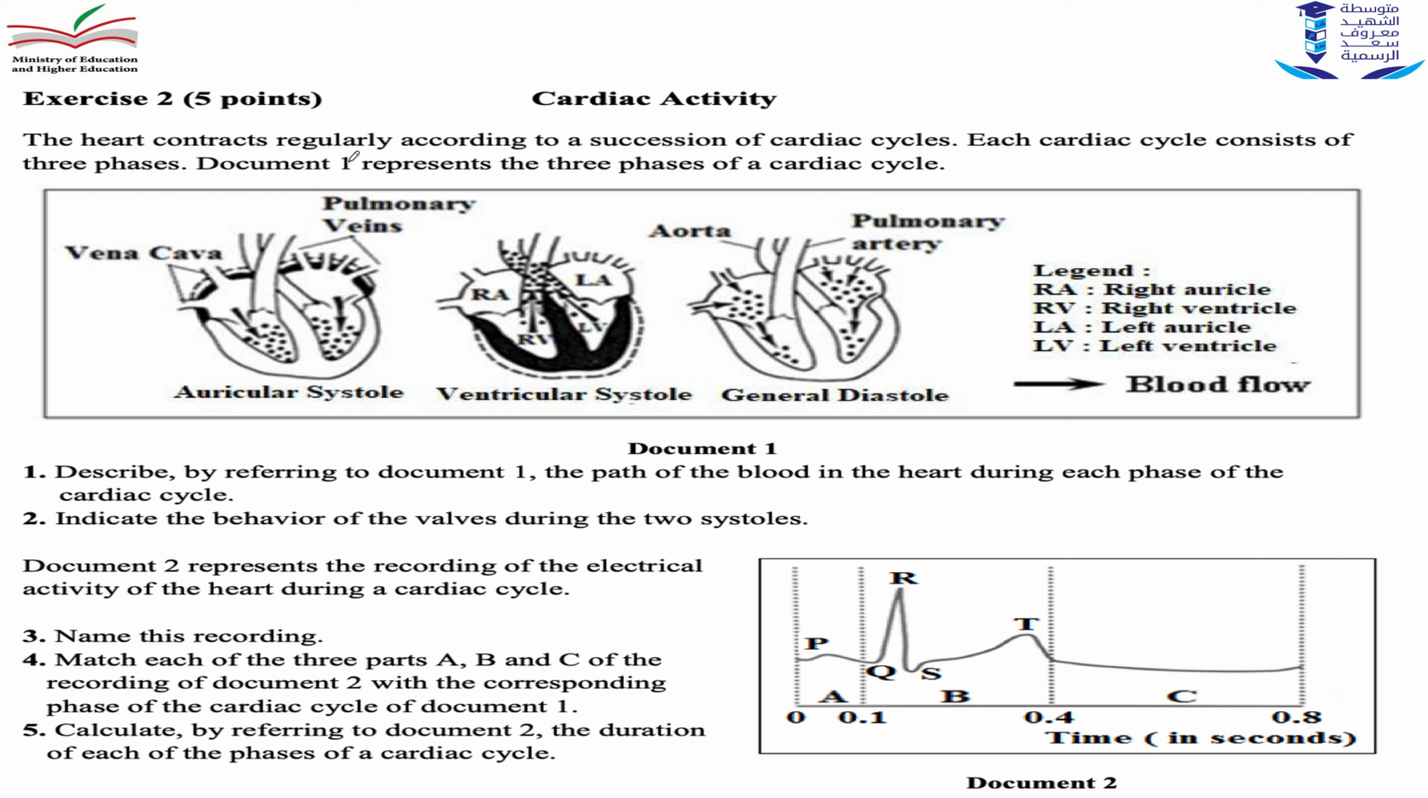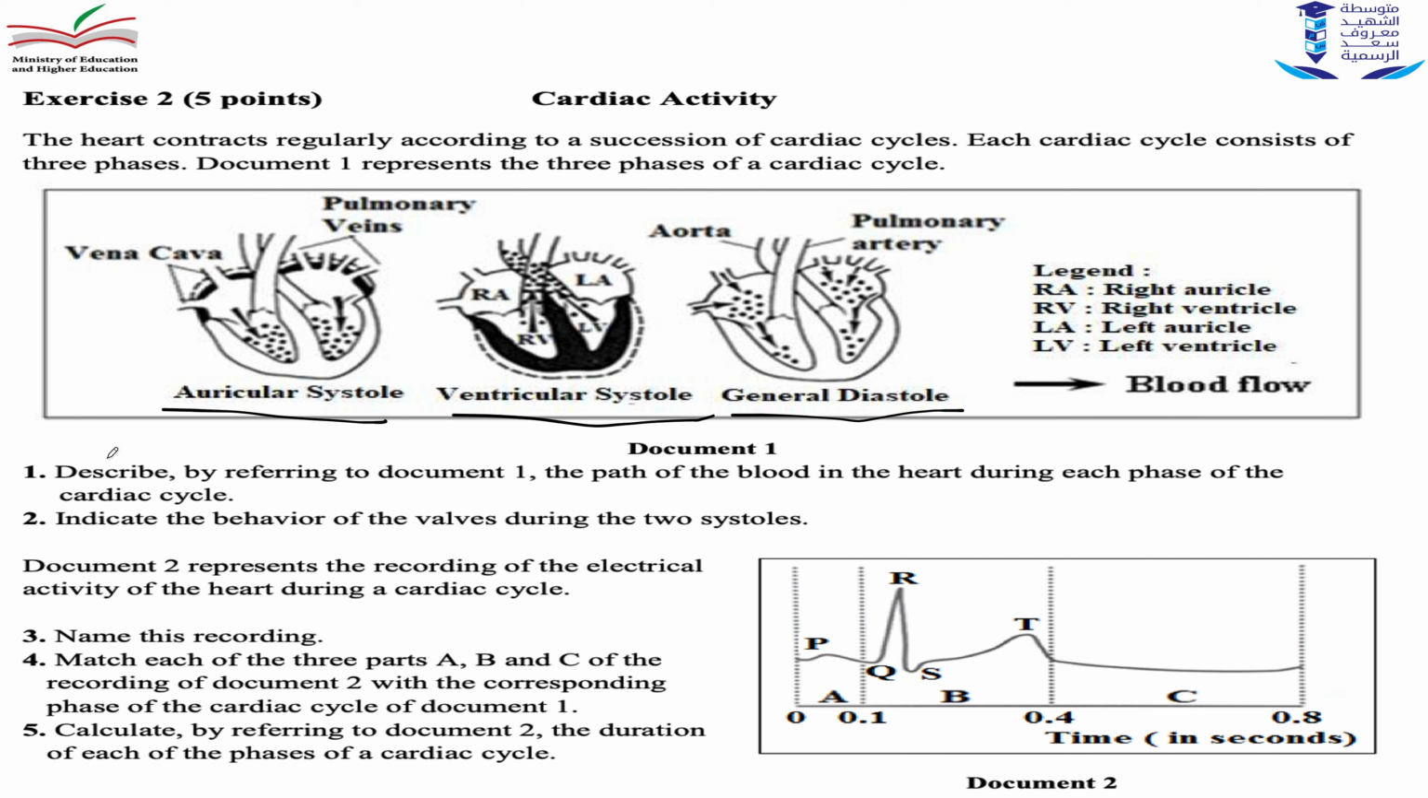The heart contracts regularly according to a succession of cardiac cycles. Each cardiac cycle consists of three phases. So we see during each cardiac cycle three cardiac phases: auricular systole, ventricular systole, and the general diastole.